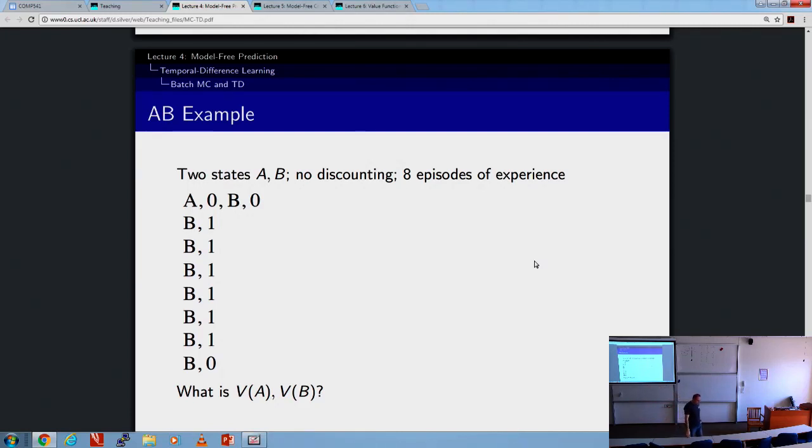But the answer for VA is going to change. What do you think VA is going to be if you're doing a TD learning approach? What does TD learning say? TD learning uses the Bellman equation. It says the value of my current state should be the immediate reward plus the value of the next state, right?